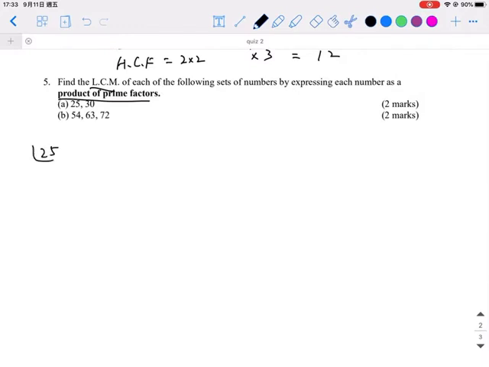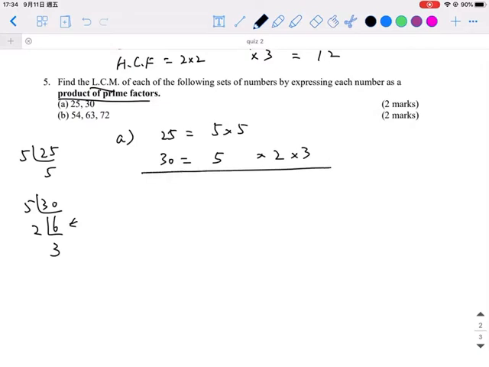So the factor of 25 should be 5 times 5, and 30 is 5 times 6. Okay, remember 6 is not a prime number. It is 2 times 3. So therefore, for part A, 25 is equal to 5 times 5, and 30 is equal to 5 times 2 times 3. So now for LCM, it's the common multiplier.